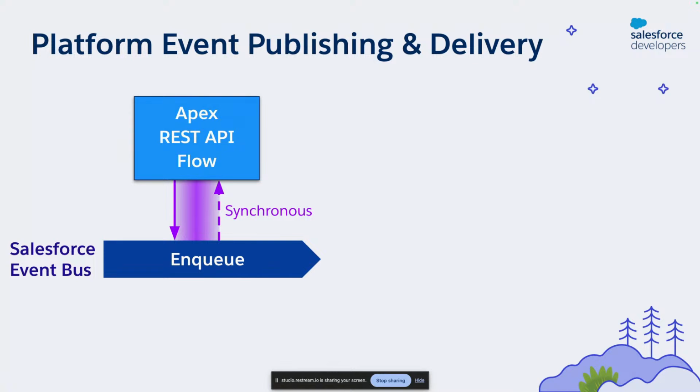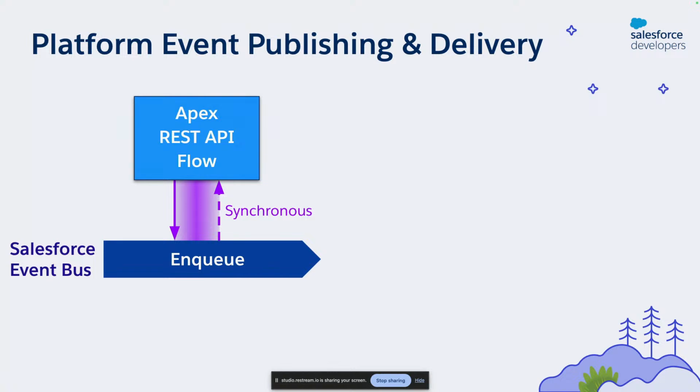What I want to focus on today really is the publishing and delivery process. There are a number of steps that we need to go through in order to have our event being published and then delivered. The first step that we go through is the enqueuing. This is often something that people fail to realize when they're using Apex, REST, or Flow. They're actually not directly and immediately publishing the event. They are enqueuing the event for publication. This part here is synchronous.